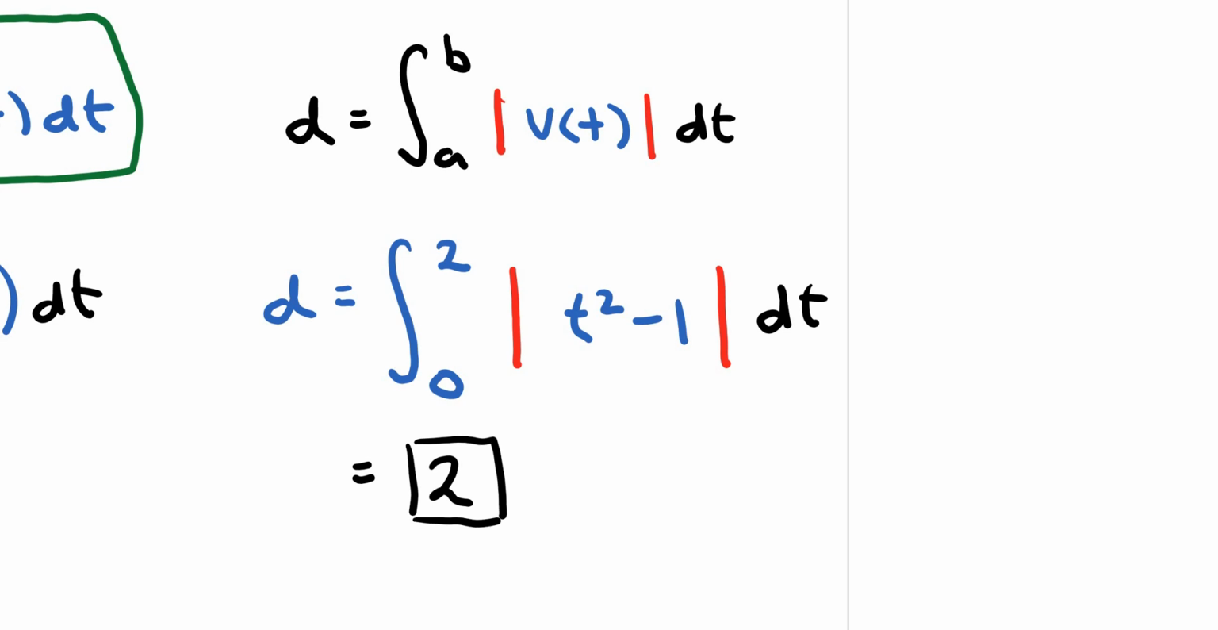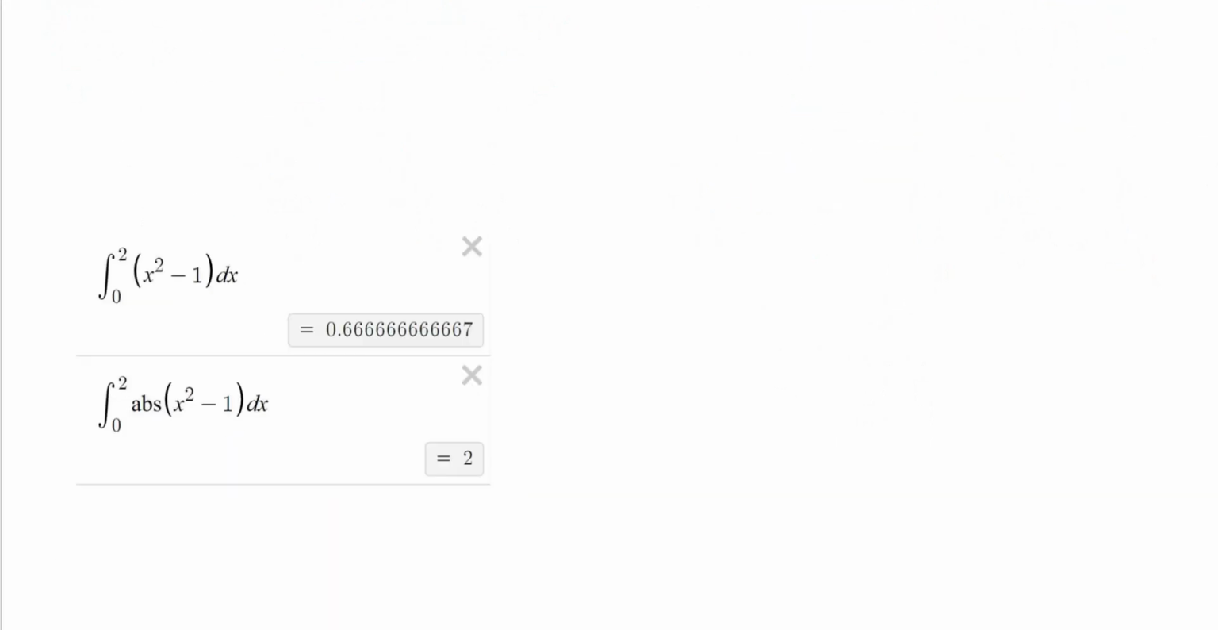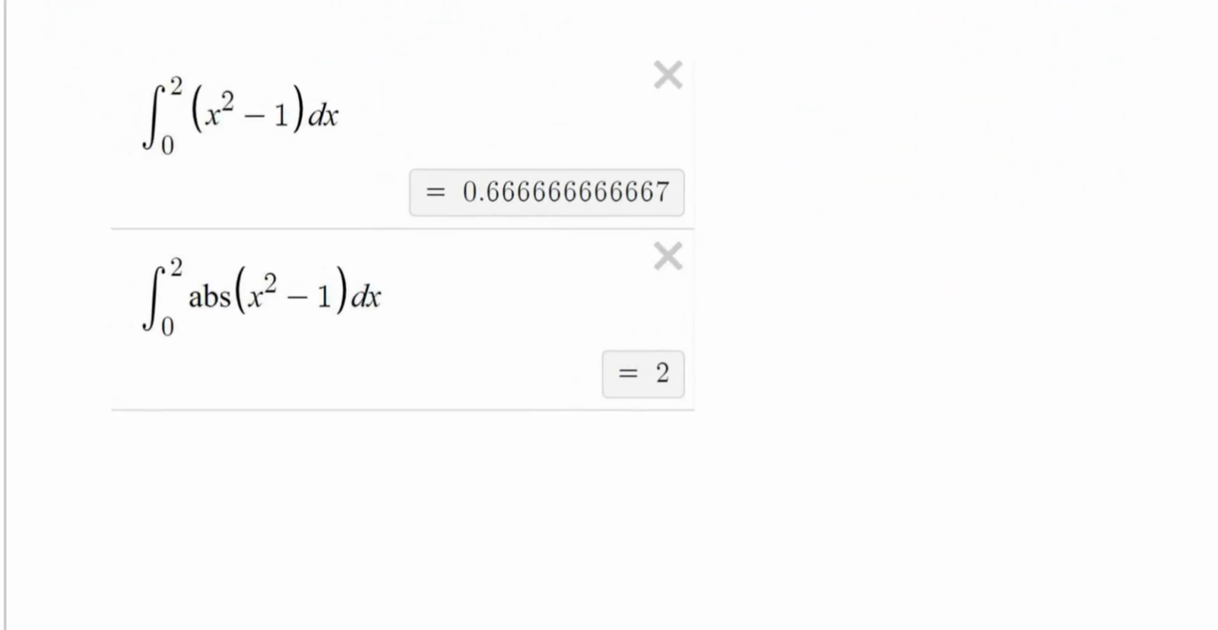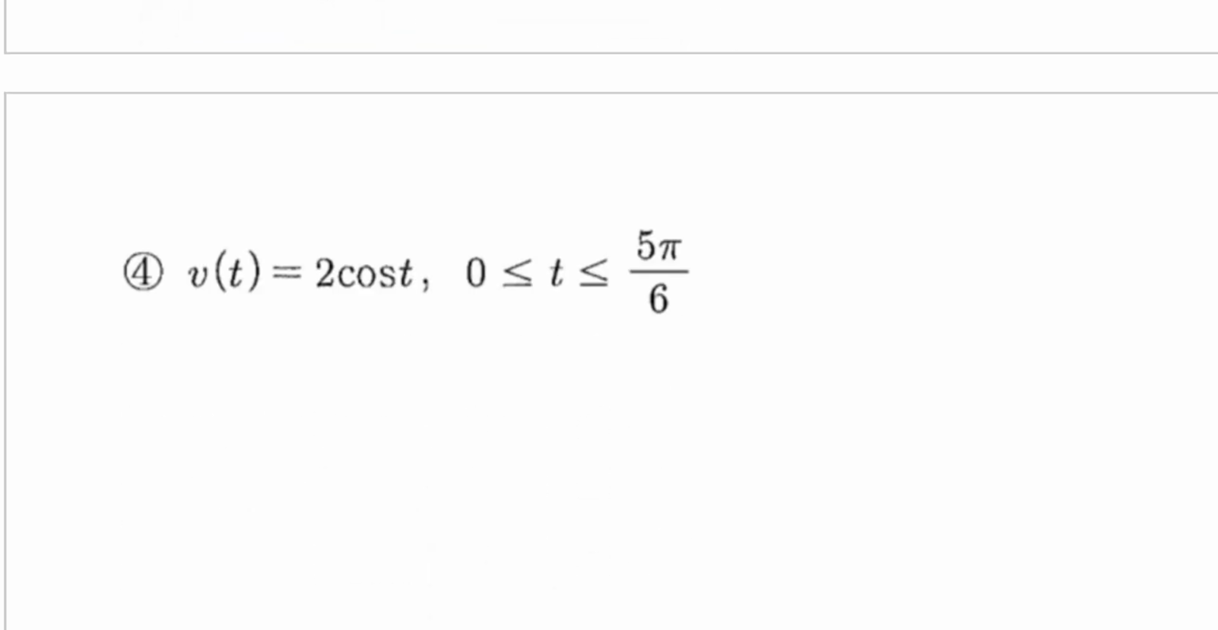One skill that you might want to work on is making sure you're inputting this into a calculator correctly. This is what you would input into Desmos for your displacement, and this is what you would input into Desmos for your total distance traveled. For absolute value, just type in the letters ABS, and there you have it, 2/3 and 2. Okay, let's move on to another question here.